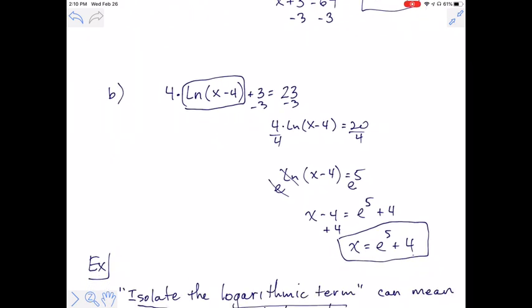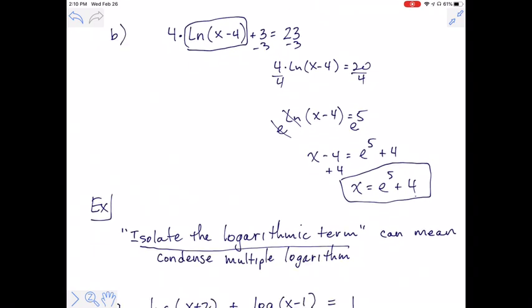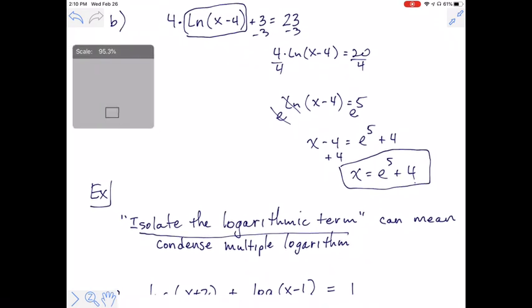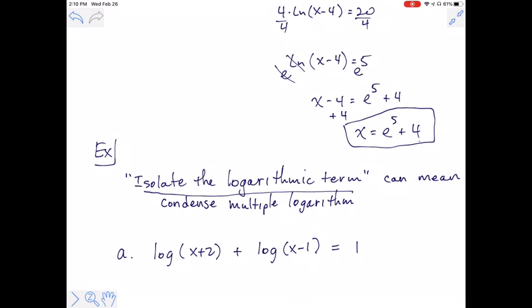Now, you're going to see a little more variation in logarithmic equations than with exponential equations. Quite often, with that step 1, isolate the logarithmic term, often that means condensing multiple logarithms into a single logarithm. That's why we practiced that skill in section 4.4. You can see from this example here, we have 2 logarithms. If 2 logarithms are on the same side of the equation, you can't solve that equation.